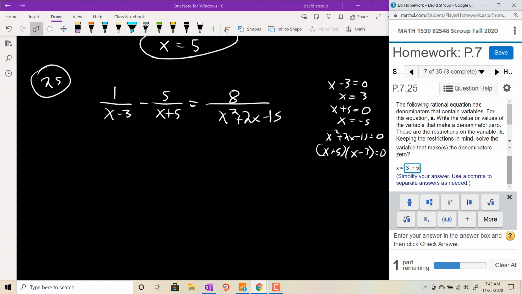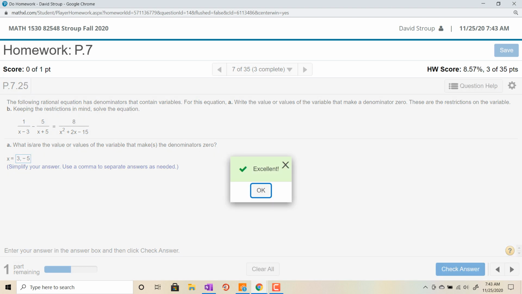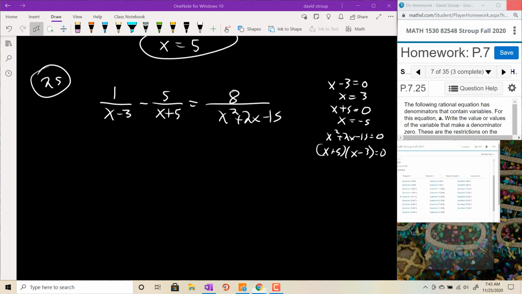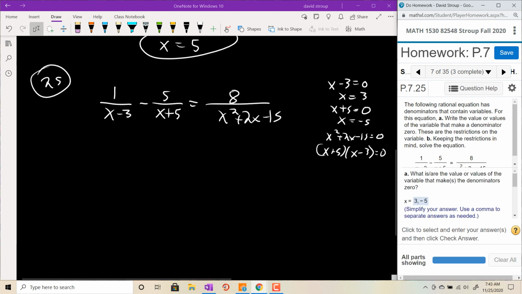Okay. Where's the button? Check answer, I guess. Okay. And then they want the solution set. If there's more than one answer, you need to put them all in there, separated by commas.